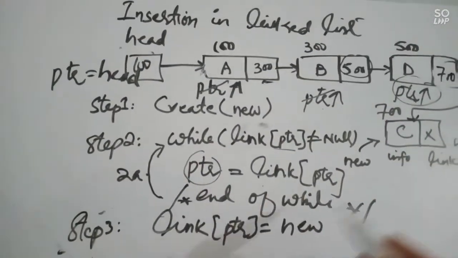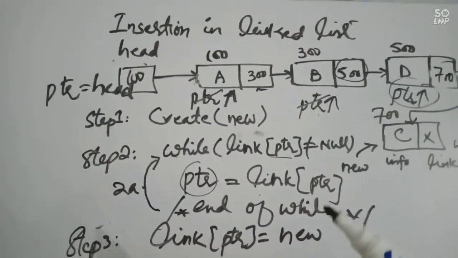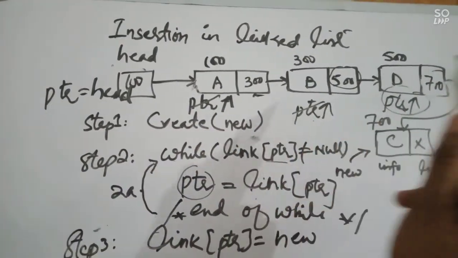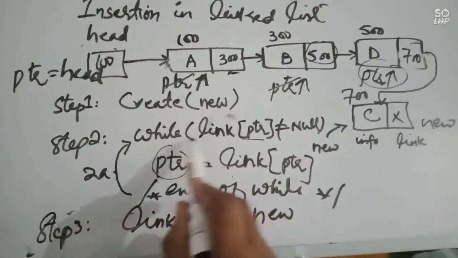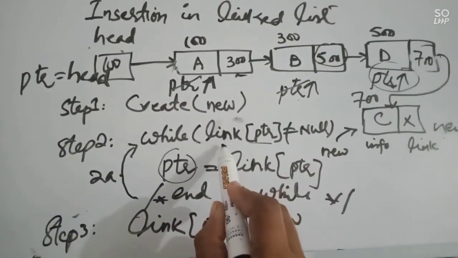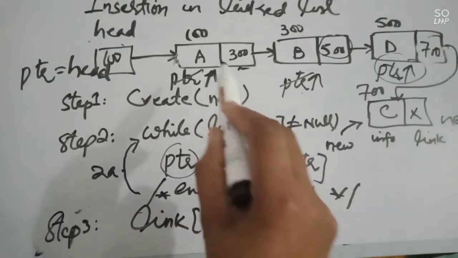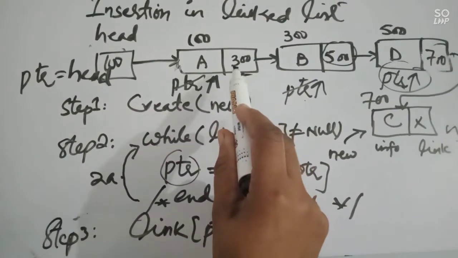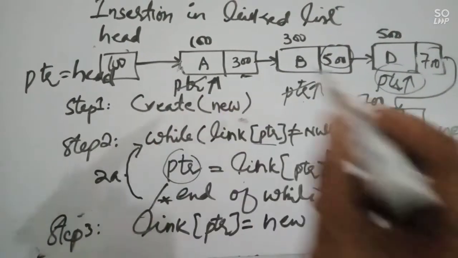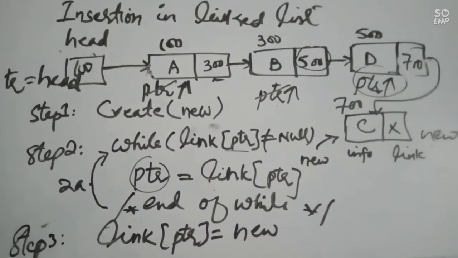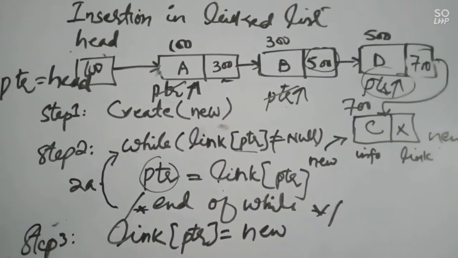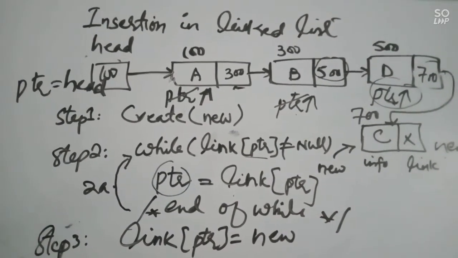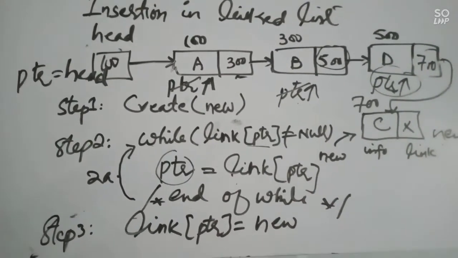So in this algorithm you will have to start from the first node and reach the last node. How will you reach? You will check in each iteration whether the link field is null or not. Currently the pointer is pointing to a node, and if the link field of that node is null, it means we are at the end. So this is how we insert a node at the tail position, right? I hope you have understood it.